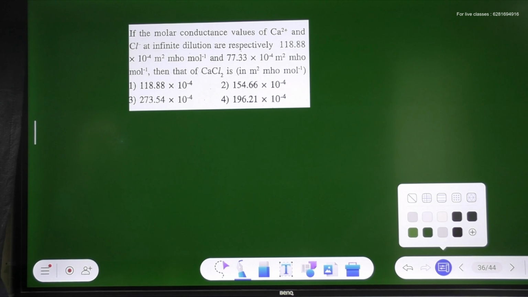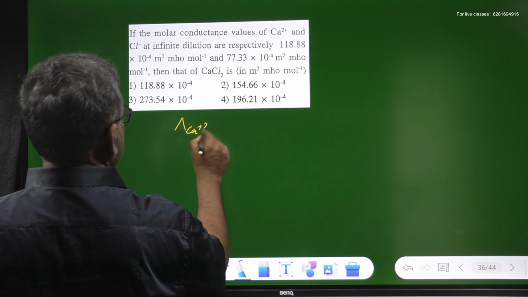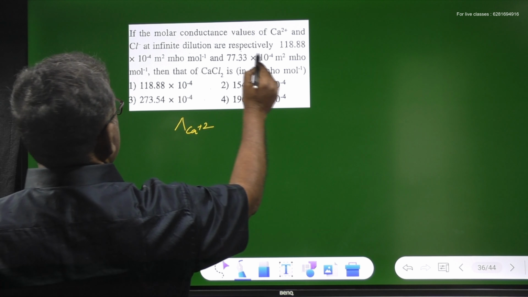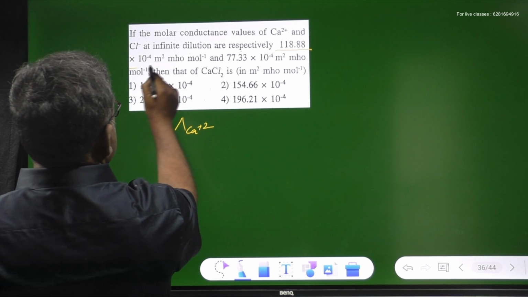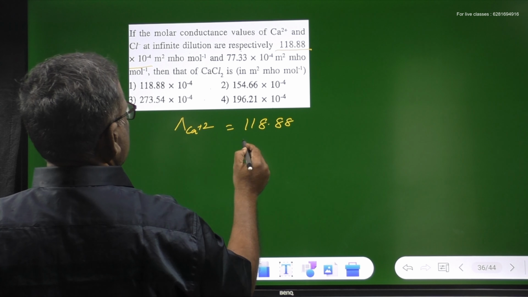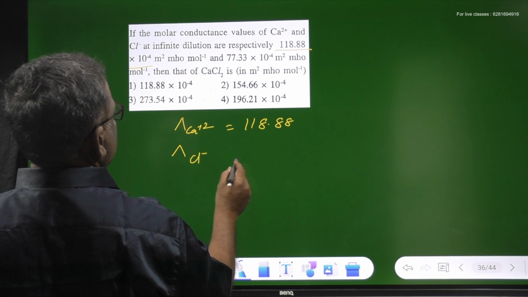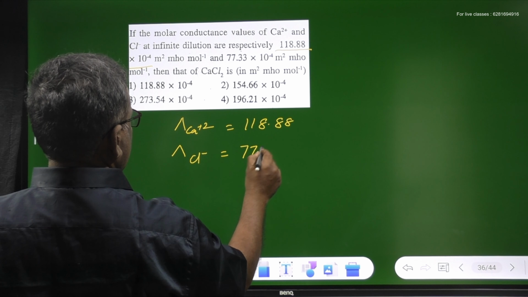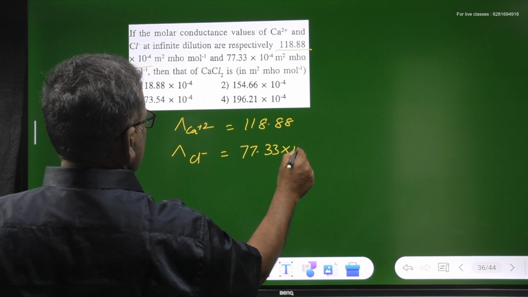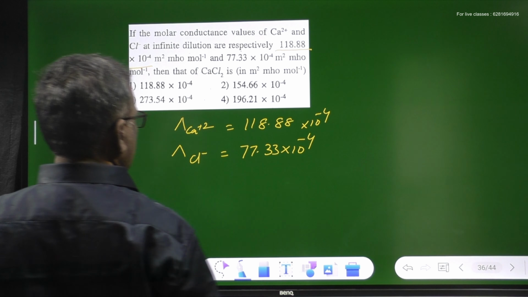The molar conductivity values of Ca2+ and Cl- at infinite dilution are respectively. So Ca2+ ions is 118.88 and Cl- ions is 77.33, into 10 to the power minus 4.